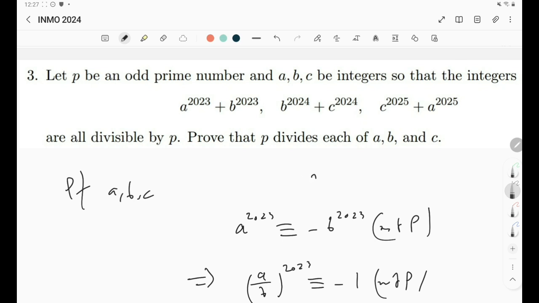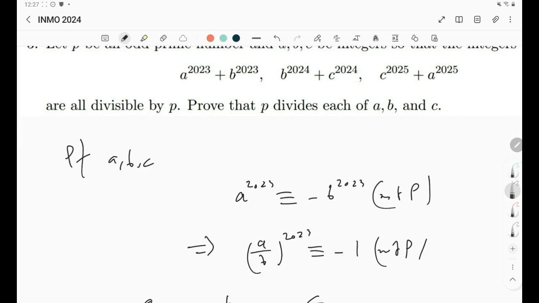like when you have something like x to the n minus y to the n. You can make this 0, p divides this, move this to the other side, and then divide to make it x over y all to the n is congruent to 1. So yeah, this idea is very standard.